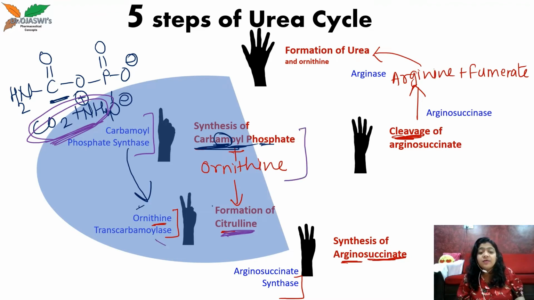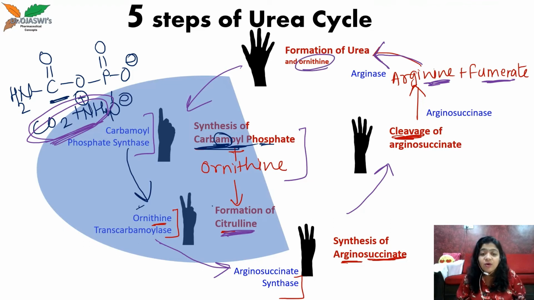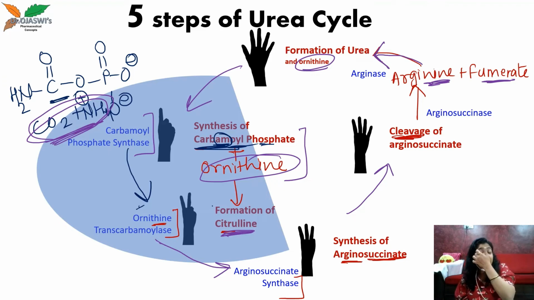Citrulline will be then further sent to the cytosol where arginosuccinate is synthesized. Now this arginosuccinate is further cleaved, or broken down, into arginine and fumarate. This arginine is further forming urea and ornithine. Okay, and this ornithine, can you see ornithine here and ornithine here also? It is again entering in mitochondria for its reuse in urea cycle.